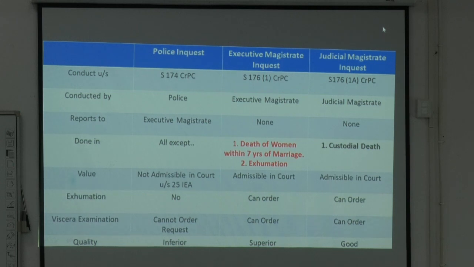Now the executive magistrate inquest is done in cases of death of a woman within 7 years of marriage. Very, very important. And exhumation. And in 174 all of these are covered. And in the case of judicial magistrate, custodial death. Though now there has been a change, still remember this.